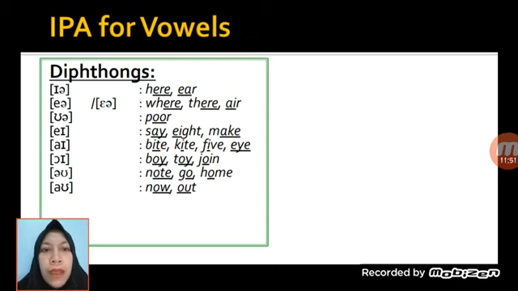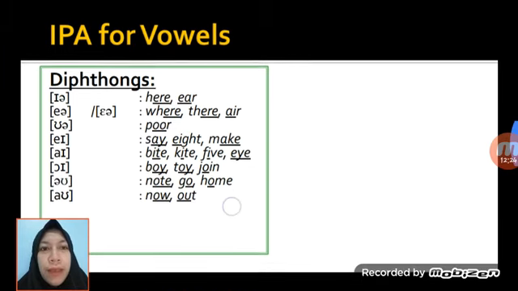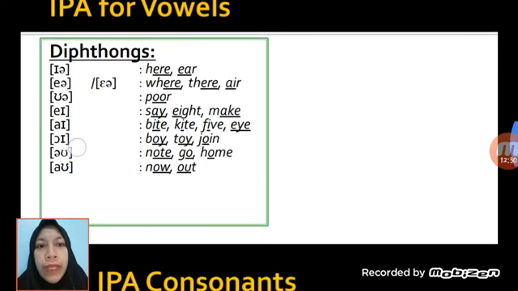Diphthongs here, you have ear like here, and you have air. For example, there, air. And you have u such as in the word poor, poor. And a in the word say, ate, make, or sounds I, like in bite, kite, five, I. While you are listening to me, you can also practice to pronounce this IPA for short vowels, long vowels, and also diphthongs. And then you have here it is oi, oi.